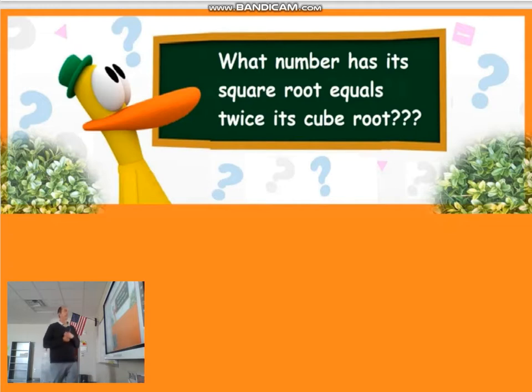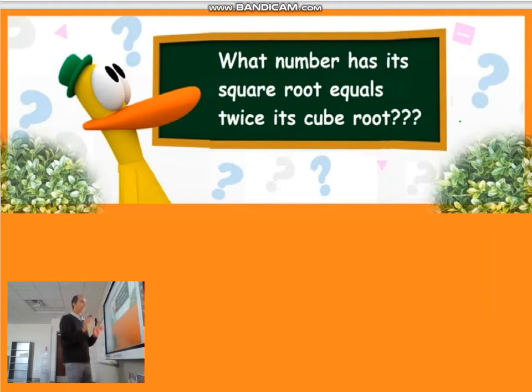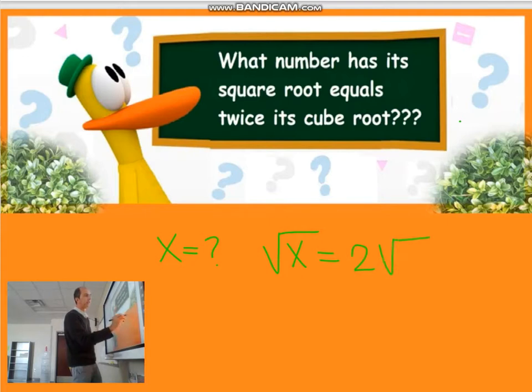Now let's try to solve our math puzzle. What number has its square root equal to twice its cube root? This is not going to be too hard, but you just need to be careful here. Let's say the number is x, right? We don't know the number x, and the square root of x equals twice its cube root. How would you solve something like that?